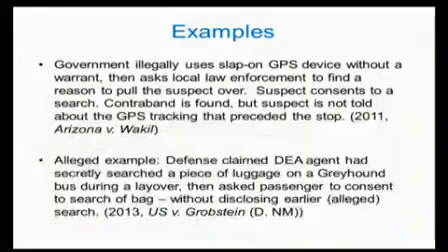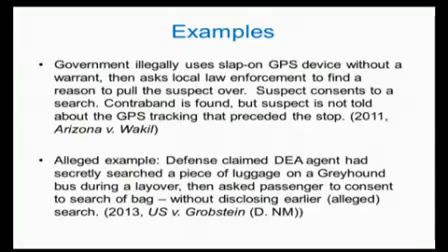So what are some examples? Well, one that we were able to document in this report is where the government illegally used a slap-on GPS tracking device on a suspect's rental car. That's now unconstitutional everywhere unless you have a warrant, but in Arizona at the time it was illegal under state law.